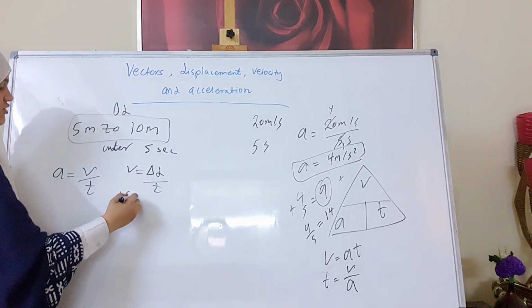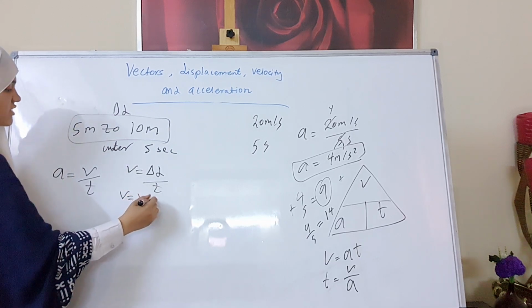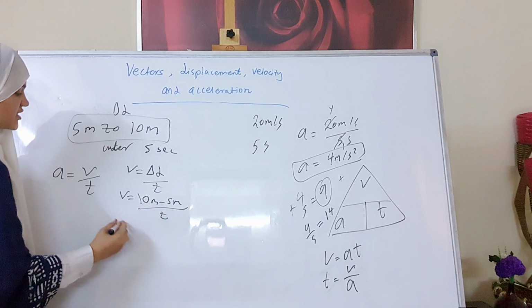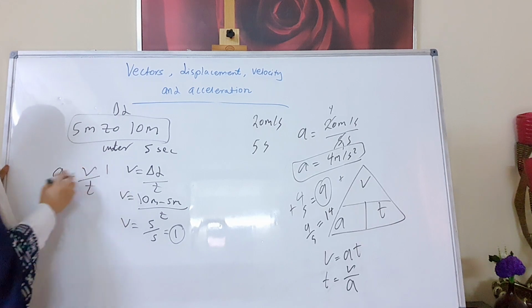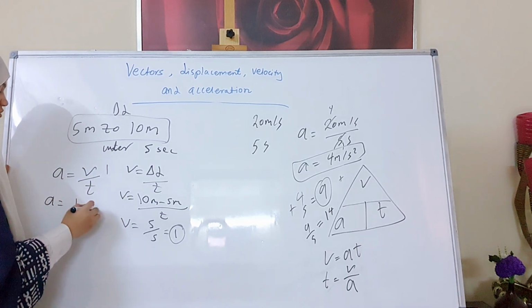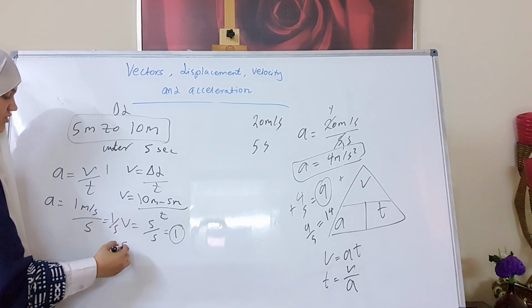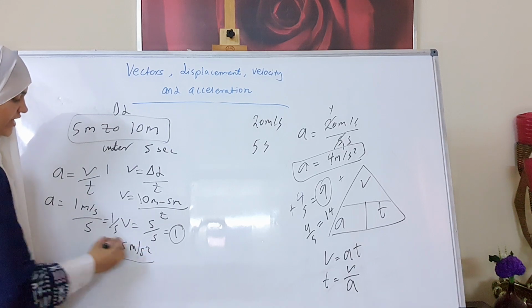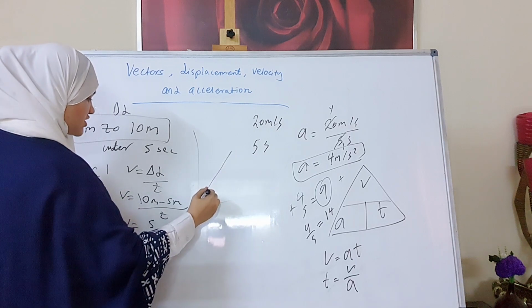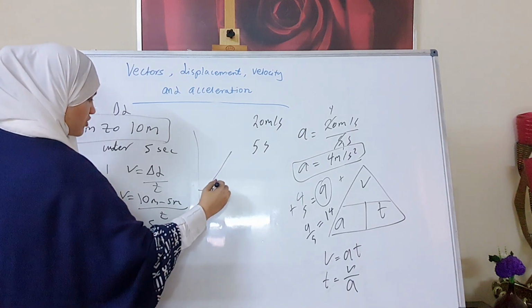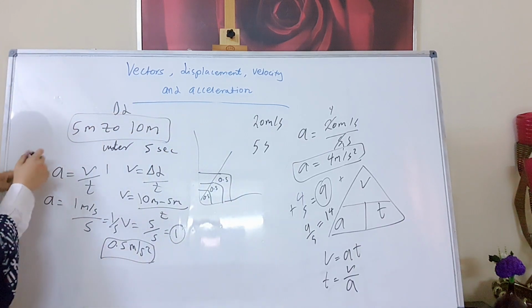That means v is equal to 10 meter minus 5 meter over t. That means v is equal to 5 over 5, which is equal to 1. That means we already have 1 here, so acceleration is equal to 1 meter per second over 5 seconds. So it will be 1 over 5, or we can say 0.2 meter per second square. That means each second it is going to increase by the same amount, and continue. Okay, so that was for acceleration.